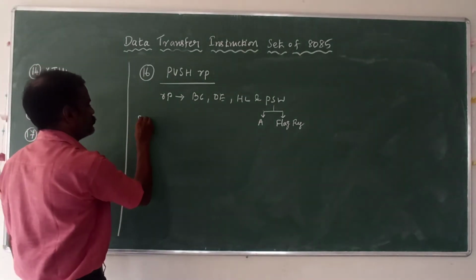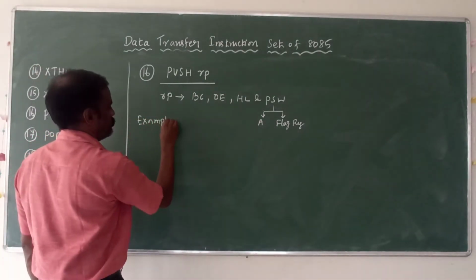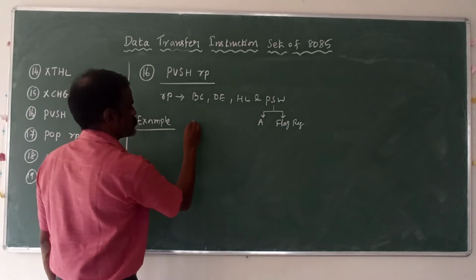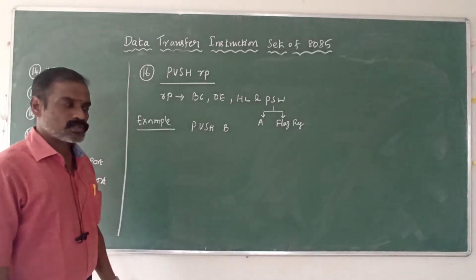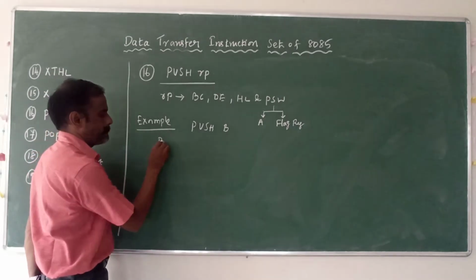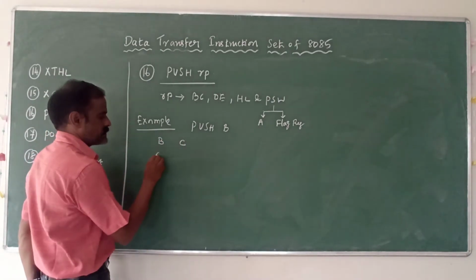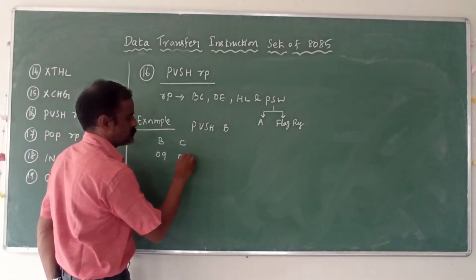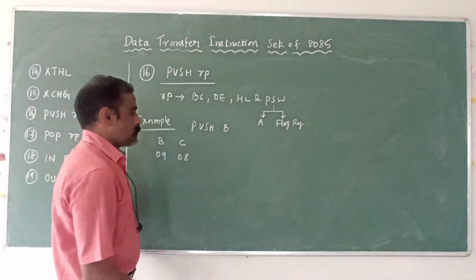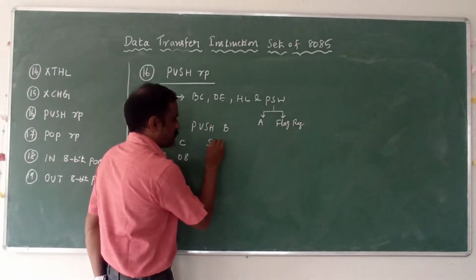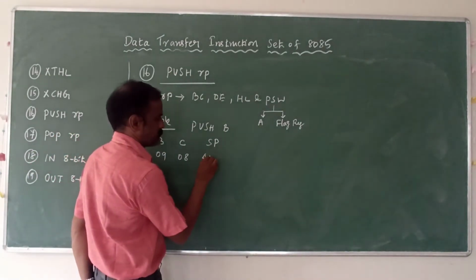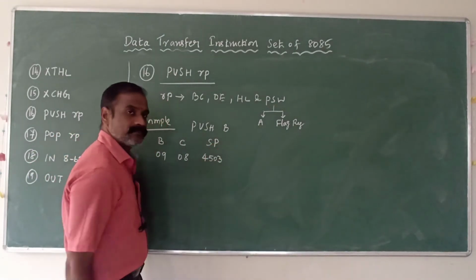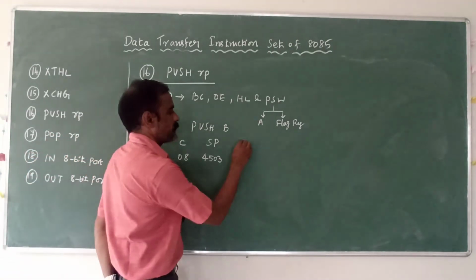Example, PUSH B register. PUSH B register means B and C. B register is 09 and C register is 08. We have to initialize the stack pointer address. Now the stack pointer address is 4503. Okay, and this is for memory.